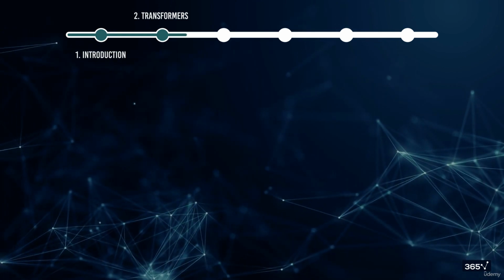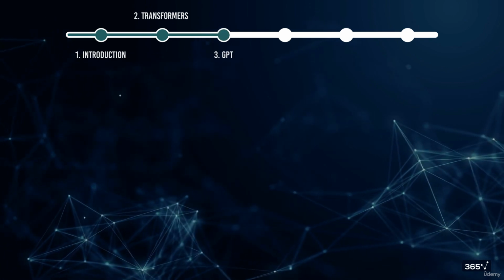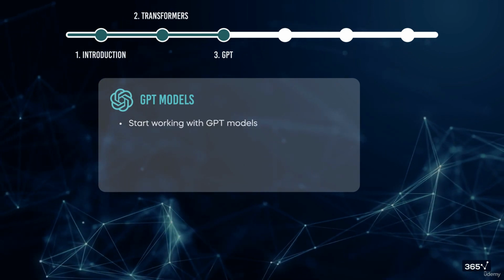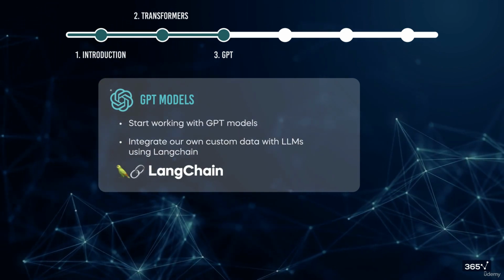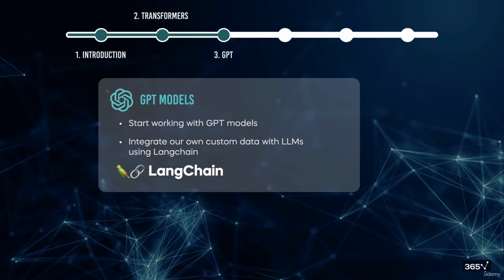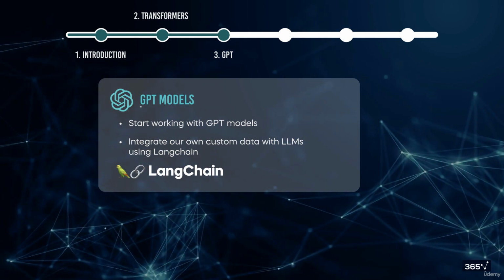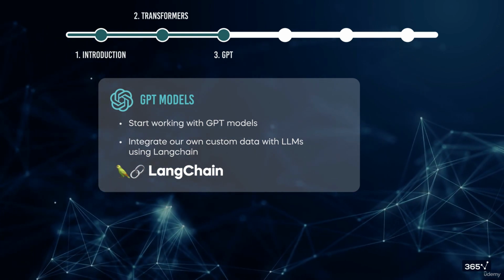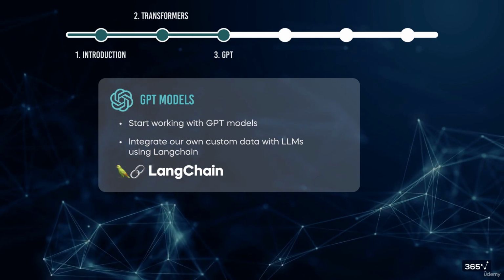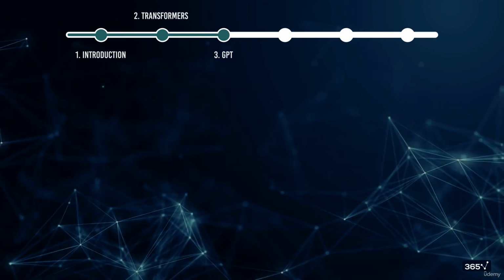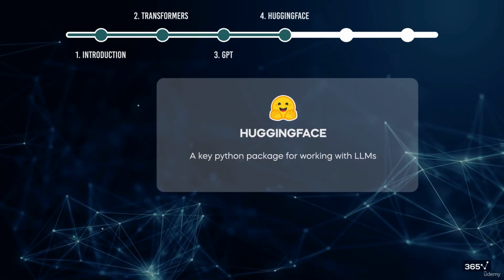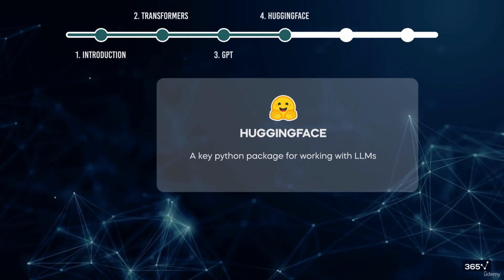And in Section 3 of the course, we'll start working with GPT models. We'll also look at how we can integrate our own custom data with these models using LangChain, a powerful and exciting new framework for working with large language models. Being able to add your own data to a language model is going to give you so many options for working with them. Next, we'll move on to introducing the Hugging Face package. This is a key Python package for working with large language models.